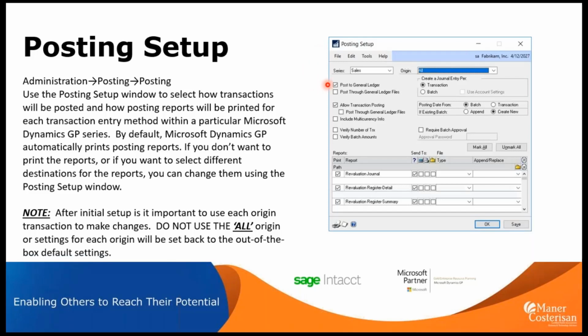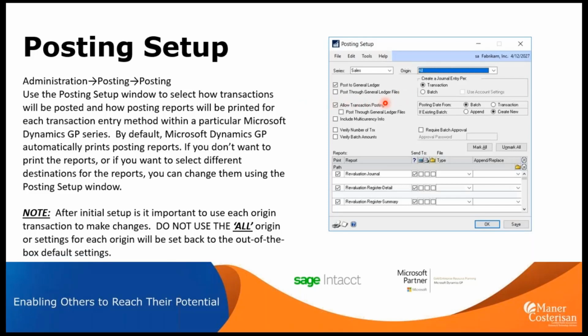You see there's something called post to the general ledger, which just creates a batch to be posted to the general ledger. Post through the general ledger automatically posts all the way through to the general ledger. Sometimes people like to review the batches before they're posted to the general ledger and like to change the date of that batch before they post it.